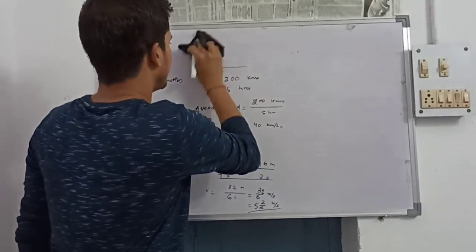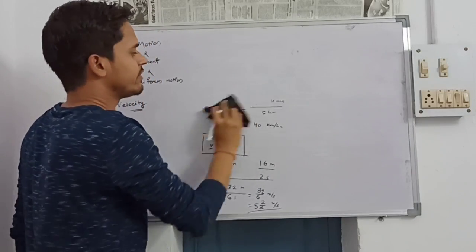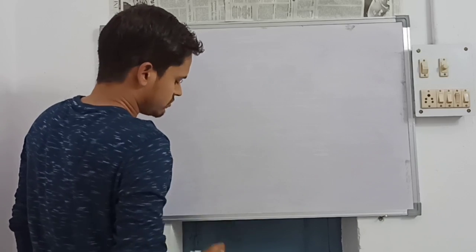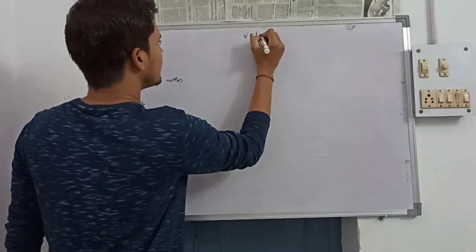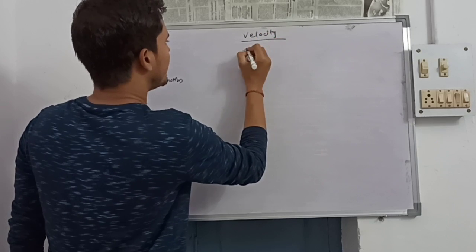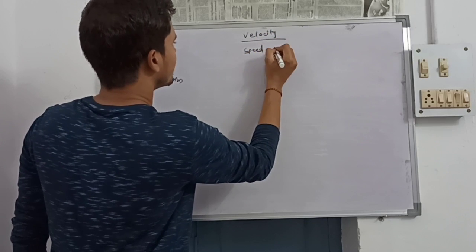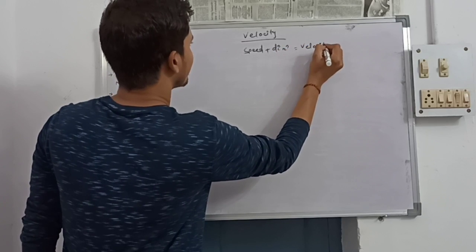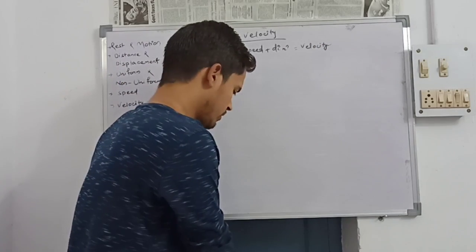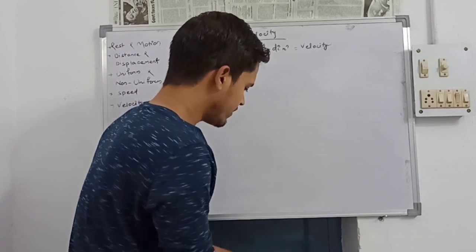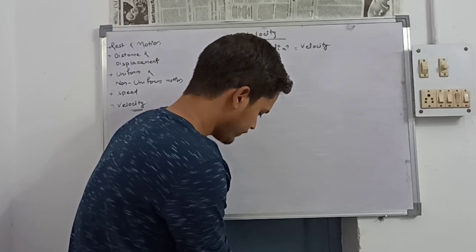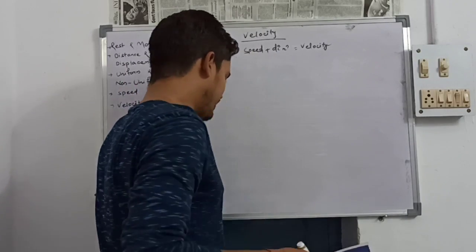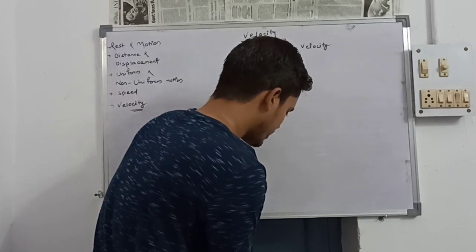Next is velocity. Velocity is nothing but speed with direction. Very simple words you can tell. Speed plus direction you can write as velocity. This is very simple. So for example, if you will express the velocity of some certain object, how will you express it?